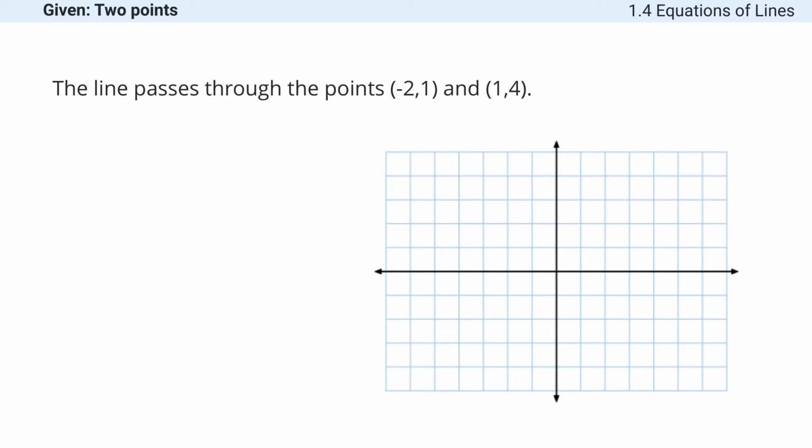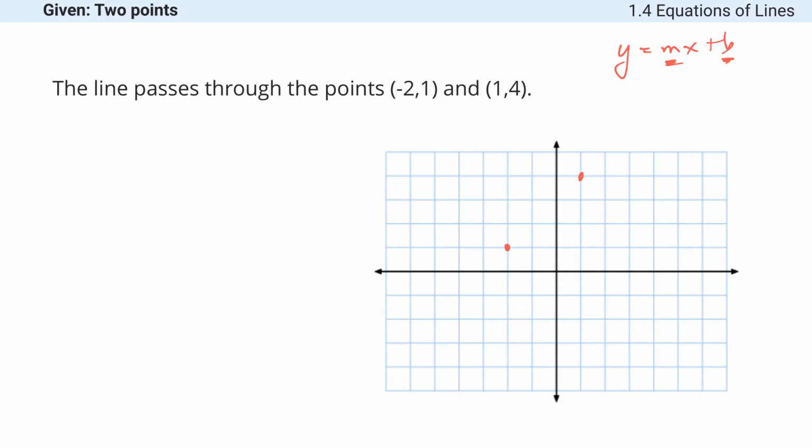So here's one where they give us 2 points and they want to know what the equation of the line is. Well, I'm just going to plot those. -2 and 1 would be right there, and 1 and 4 would be right there. So there's my 2 points, and what I want to know is what the equation is of the line that passes through both those points. Okay, so in the end, I'm going to want to know y equals mx plus b. I've got to figure out m, got to figure out b.